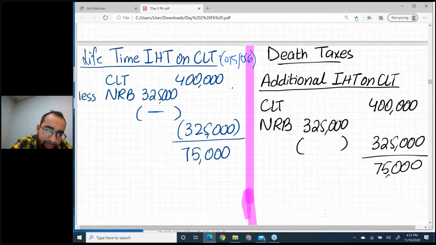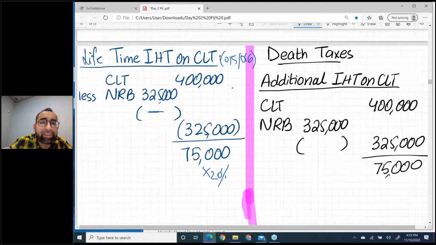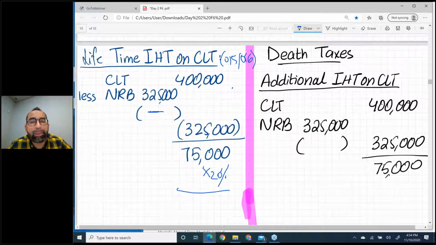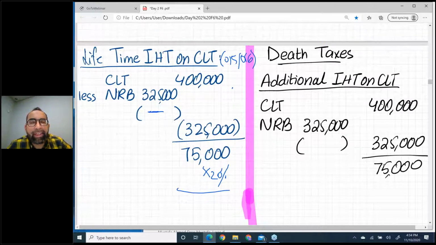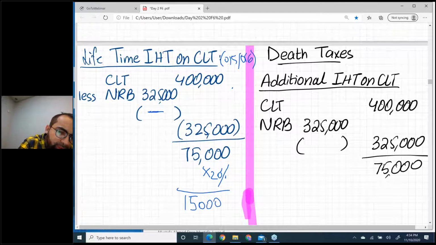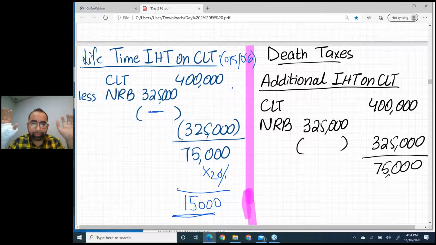Now tell me, what is the tax rate? The tax rate is 20%. Why is the tax rate 20%? Because I just told you, in this case the lifetime IHT is paid by trustees. So you will have 15,000. This is the first answer. You have just calculated the lifetime IHT on CLT. Okay, now done.